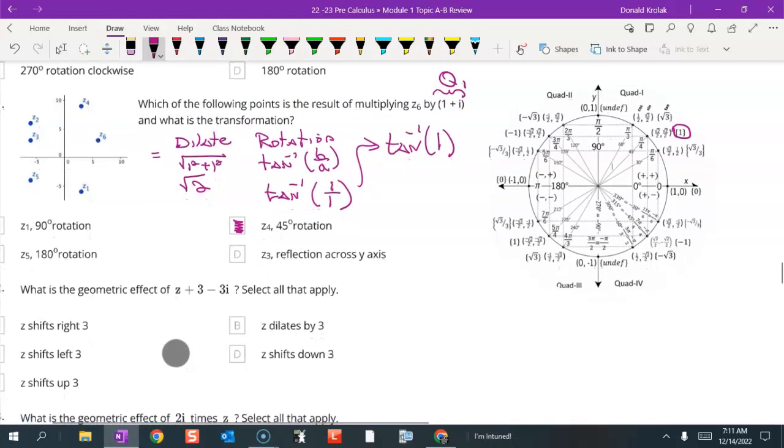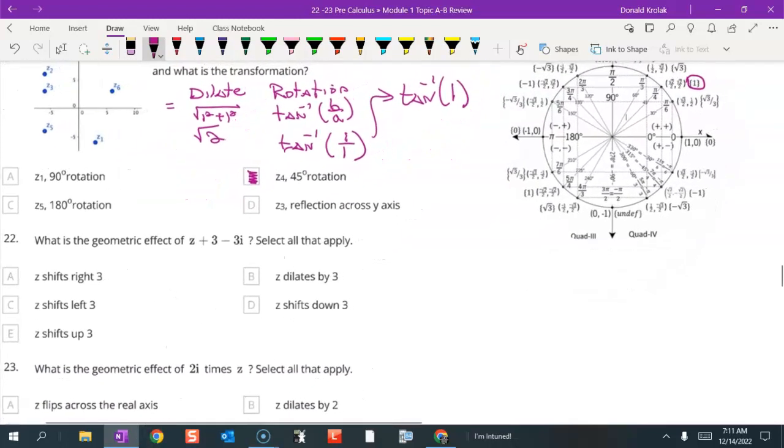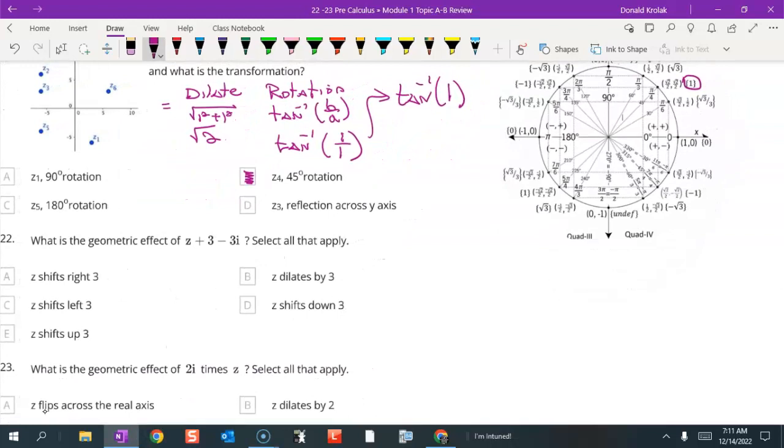Okay, what's the geometric effect of adding? So now you're adding, you're not multiplying here. So when I add a real number, that's going to be right and left. So this thing's going to go 3 right. Okay, when I add or subtract an imaginary, it goes up or down. Since I'm subtracting 3i, it's going to go 3 down.